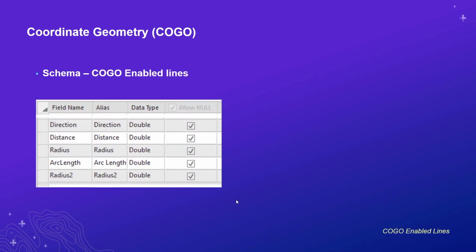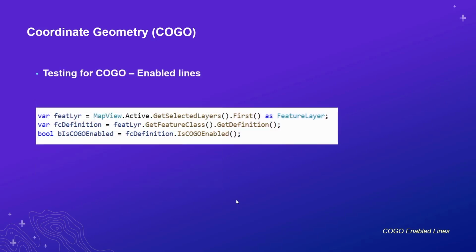So we saw this slide before. This is the schema for COGO-enabled lines, and as mentioned before, in the fabric, all lines are COGO enabled. When you test for COGO-enabled lines, you are getting the feature class definition, and then on the feature class definition, there's a property that says is COGO enabled, and you test to see for true or false on that.